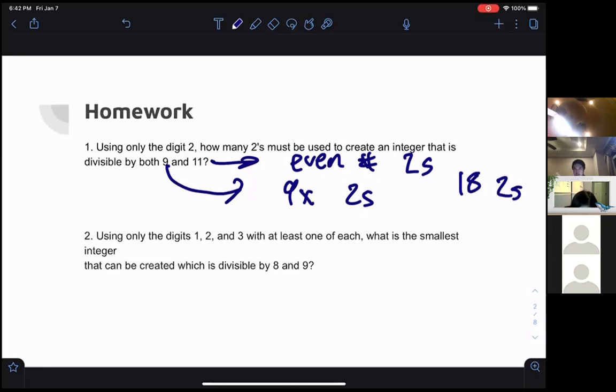All right, and as always, I'm going over the homework problems myself to save a bit of time. Using only the digits 1, 2, and 3 with at least one of each, what's the smallest integer created which is divisible by 8 and 9?